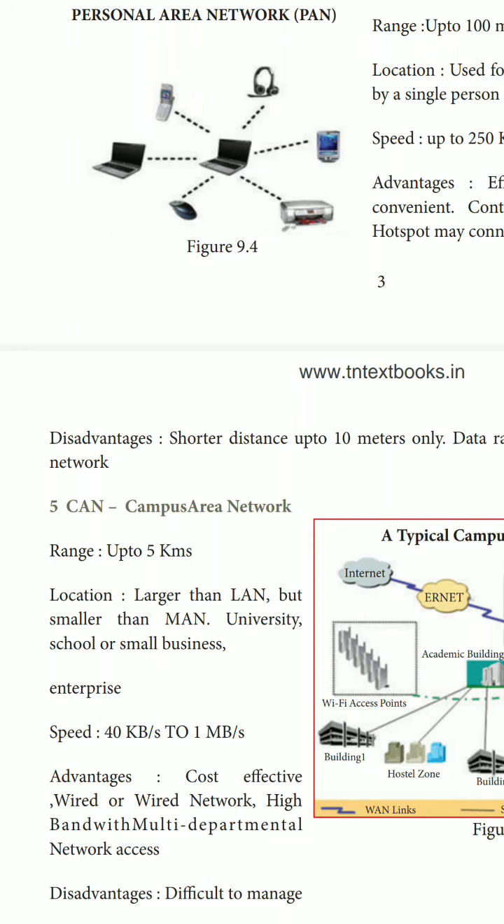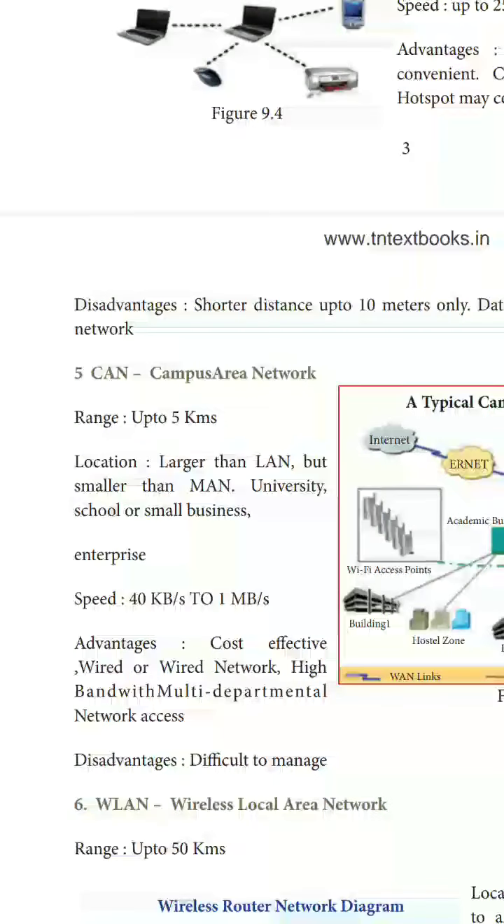The next thing is campus area network. It ranges up to 5 kilometers. Location is larger than LAN and smaller than MAN, MAN meaning metropolitan area network. Universities, schools, and small businesses can use this campus area network. Speed is 40 kbps to 1 Mbps. Advantages: cost efficient, wired and wireless networks can be used, and high bandwidth multi-departmental network access. Disadvantage is that it is very difficult to maintain.